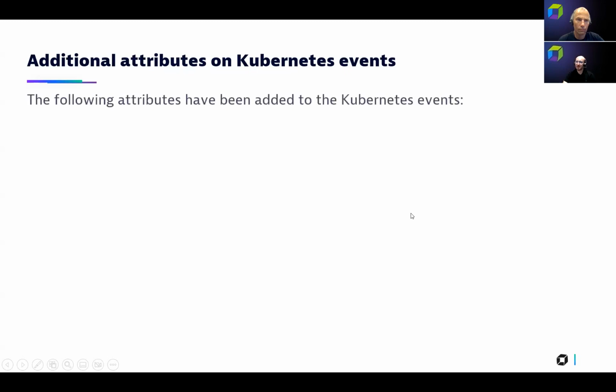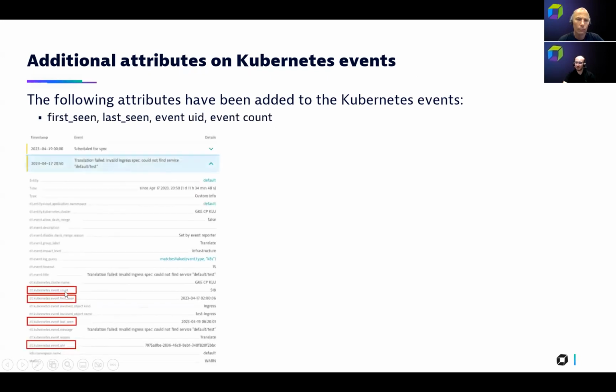And we have additional attributes on Kubernetes events. There are 4 different attributes. Here you will see under the events section. These are first seen, last seen, event count, and event UID. Okay.